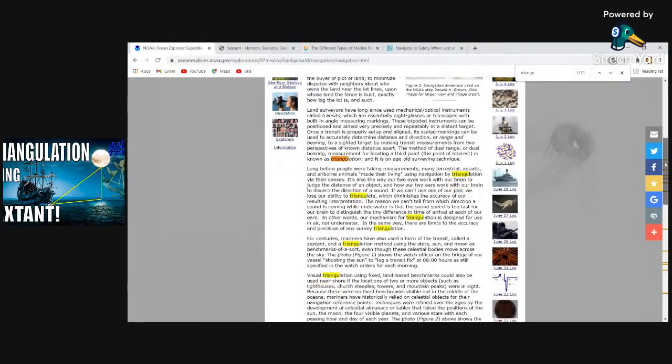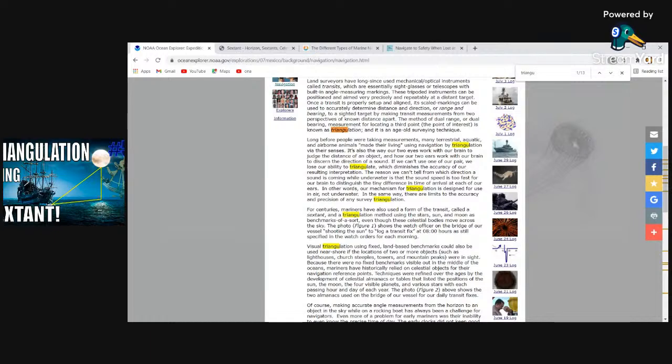So we go down a bit when using the sextant here. For centuries, mariners have also used a form of transit called a sextant and a triangulation method using stars, sun and moon as benchmarks, even though these celestial bodies move across the sky. So we're actually using triangulation with the sextant. Isn't that funny that the sextant never comes up when looking into what trilateration is? When we're looking at what triangulation is, we're getting things about the sextant.